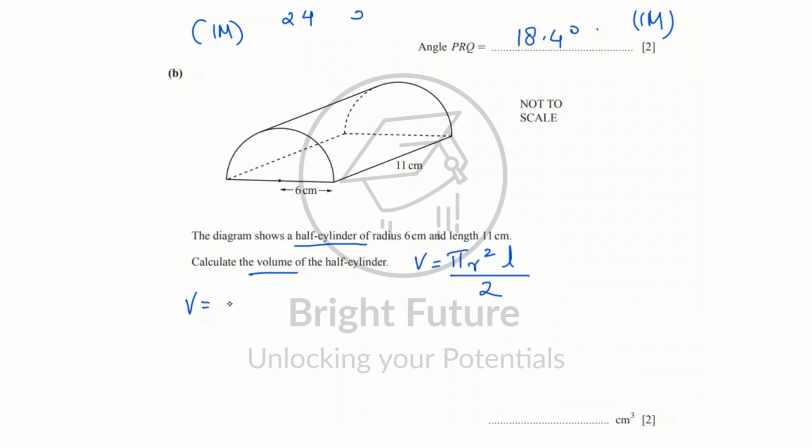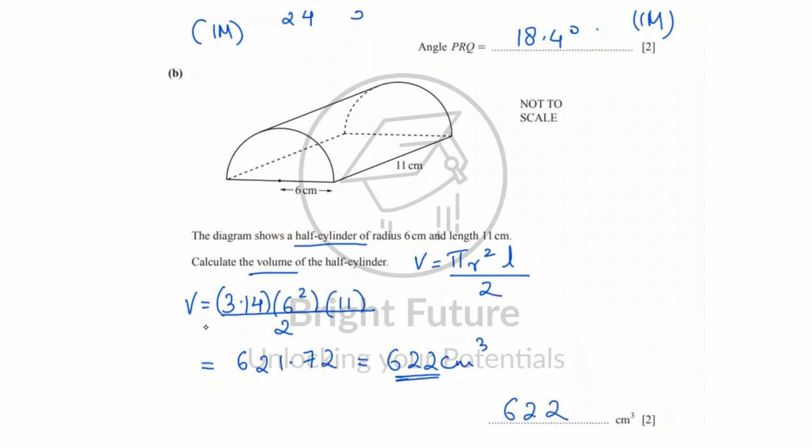So substitute the values. Pi is 3.14, r is 6 square, L is 11 whole divided by 2. So after the calculations, we get 621.72, which is equals to 622 centimeter cube. The final answer is 622. So 1 mark we get for substituting the values in the formula and 1 mark to find out the correct answer.